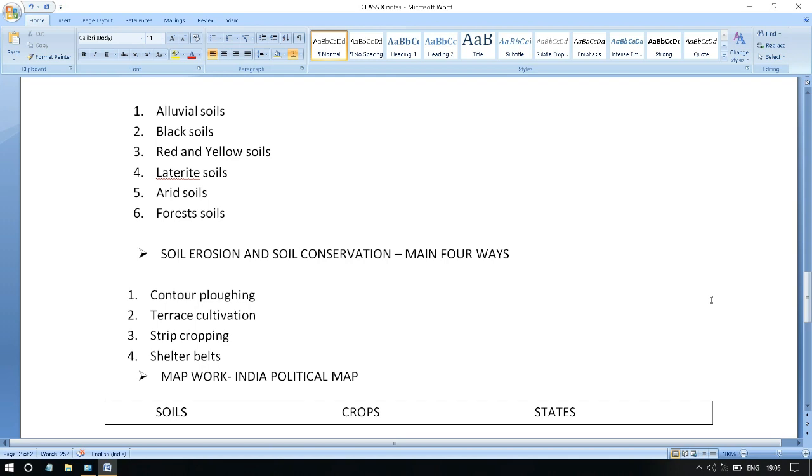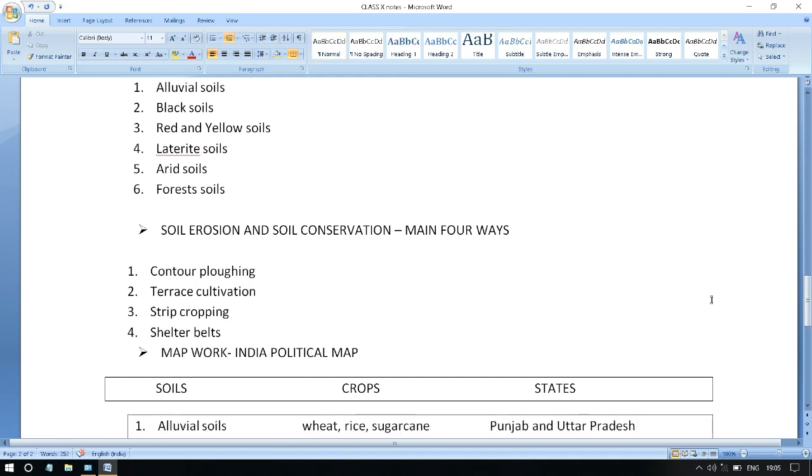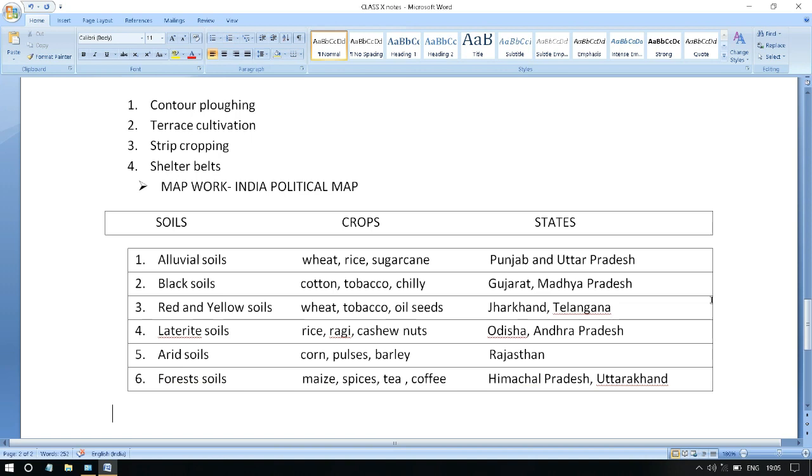Under this chapter, we have only one map, which is related to soils: the different types of soils, the crops and the states. So this map we are going to do. On the same flow chart, I have mentioned all the soils, different types of soils, crops and states.